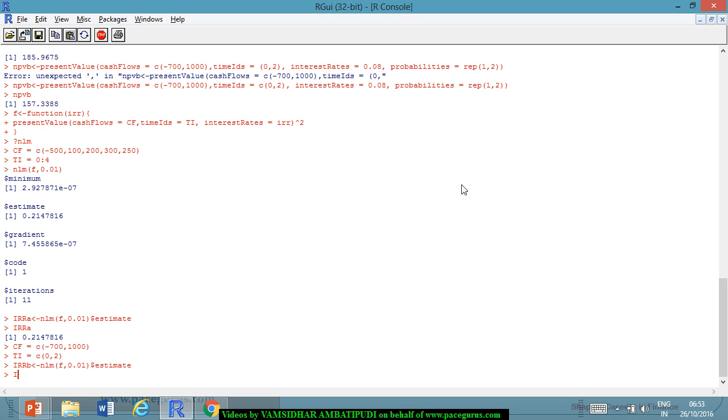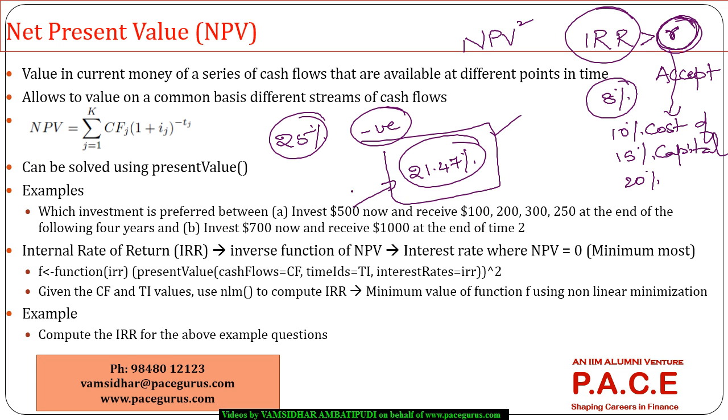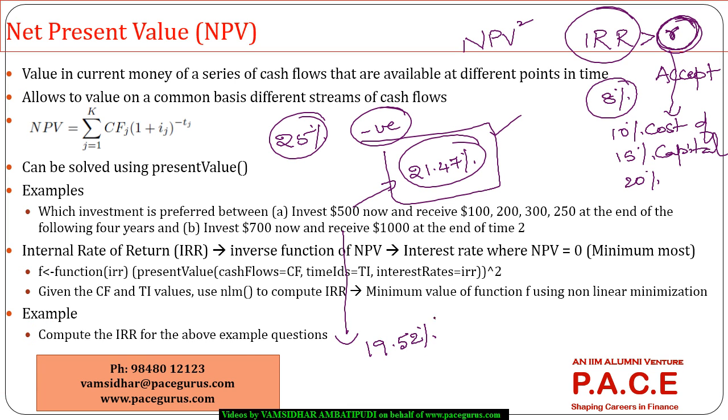So if I look at IRRB, it is saying it's 19.52%. This particular project, on an average, is giving me an effective return of 19.52%. So this one is giving me a higher return compared to this particular project. So even if I'm using IRR as a decision making criterion, I would typically prefer project 1 because it has a higher IRR compared to project 2.